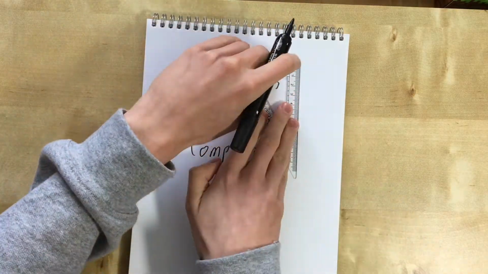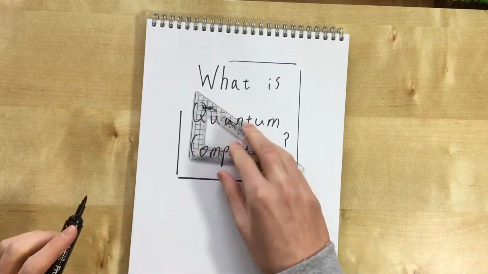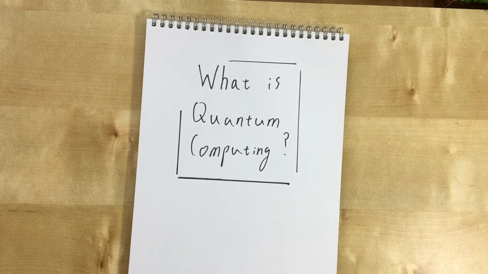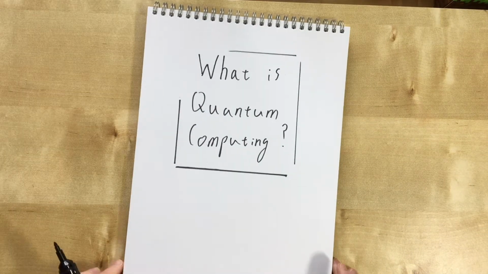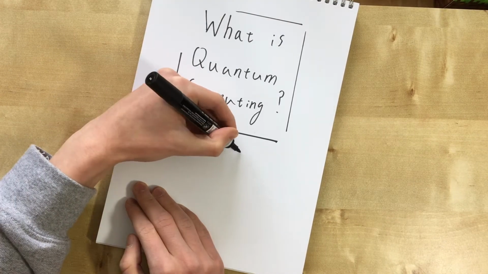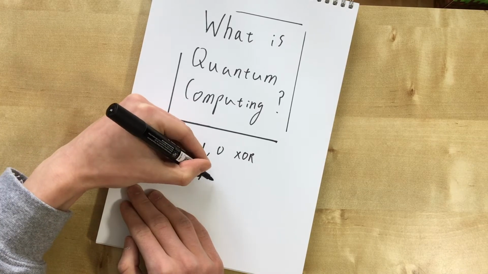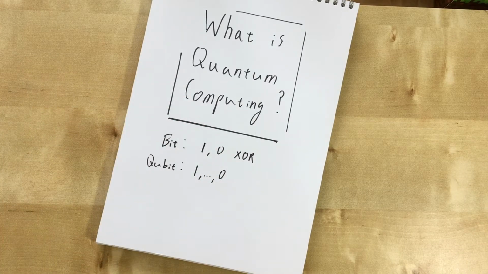Okay, let's get serious now. What is quantum computing? To answer this question, we need to look at the differences between quantum computing and classical computing. Now, in classical computing, we represent information using ones and zeros in what's called a bit. However, in quantum computing, we use a special type of bit called a qubit, which can represent a 1 and a 0 at the same time.